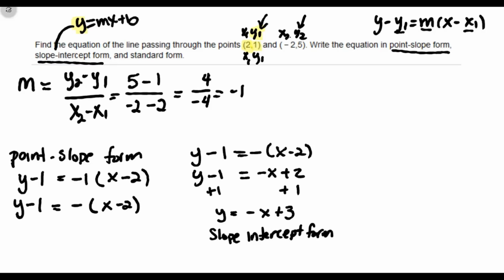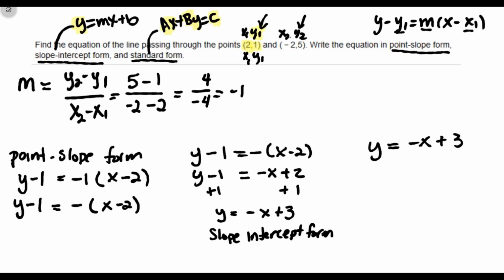Okay, so the last thing we need to do is write it in standard form. And standard form is when we have ax plus by equals c. We're going to have both our x term and our y term on the same side and the constant on the other side. So let's start with that y equals negative x plus 3.